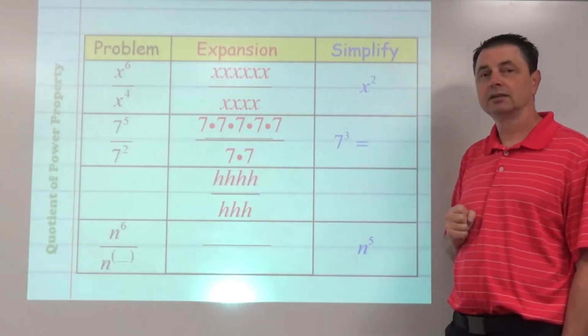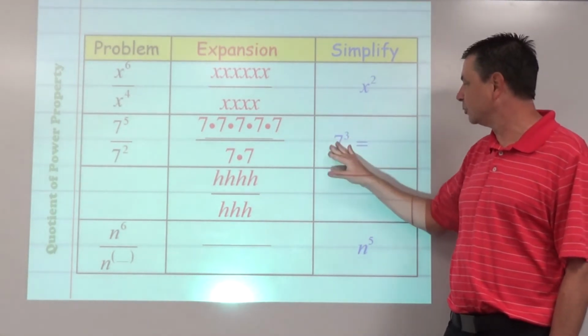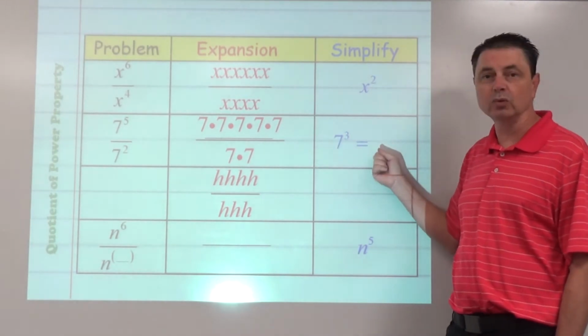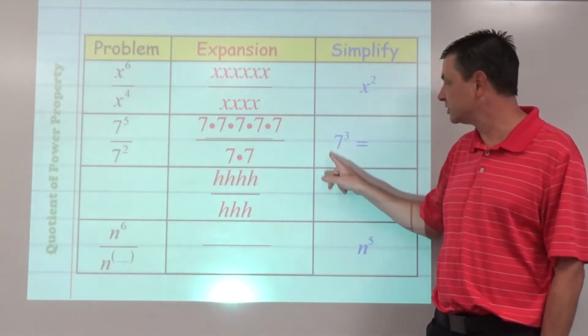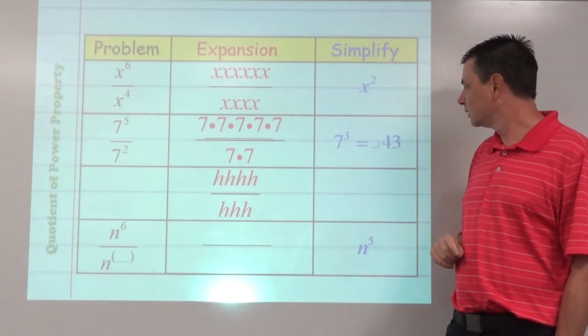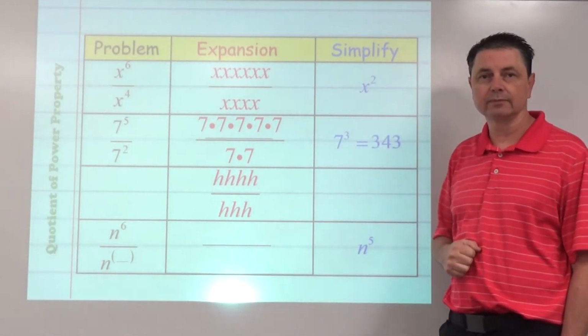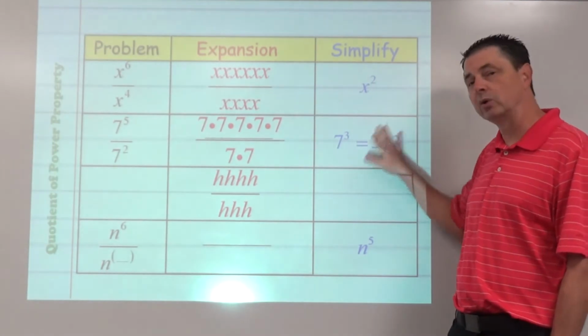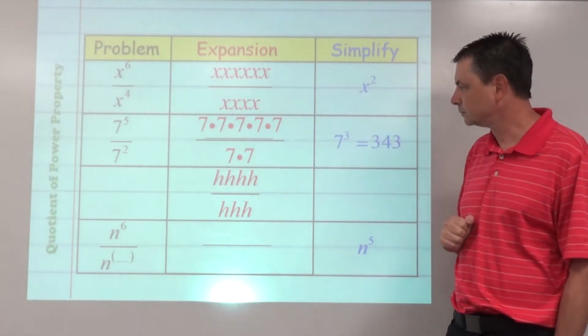3. And then based on that being a number, what would that equal? We could go to our calculator, 7 raised to the 3rd power. We're going to get 343. So if it is a number, we're going to want to simplify that.